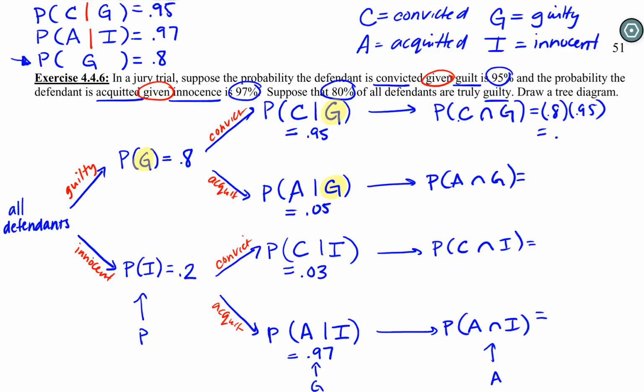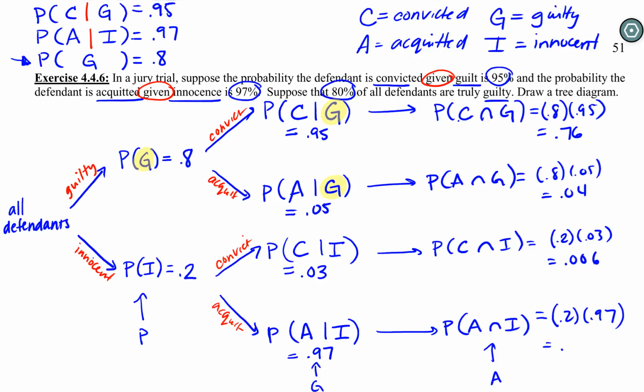So we got 0.76, we have 0.8 times 0.05, which is 0.04, 0.2 times 0.03, 0.006, and 0.2 times 0.97, which is 0.194. So we've got all of our probabilities. And remember, we don't end up using these middle probabilities often after we make the actual tree. So you almost want to cross them out and just don't think about them.